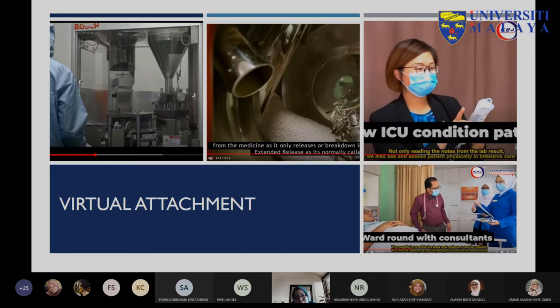Then for the hospital attachment, at the moment, UMMC said the students can go, but it's not advisable because it is a highly contagious area. So we do the same thing and have a virtual attachment. The students will go through the videos, and at the same time they also have exercises to do between each department or each section of the attachment. This is an example of the video that we use, using a colleague's video. We're still preparing the UMMC video.